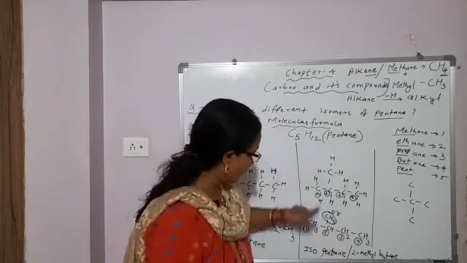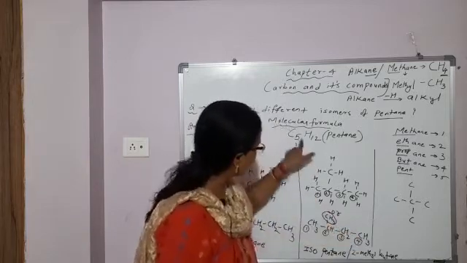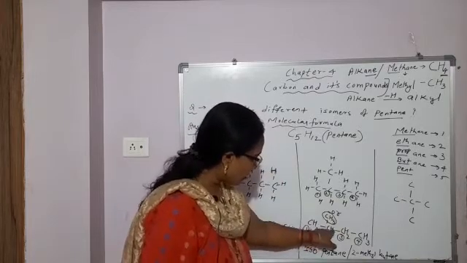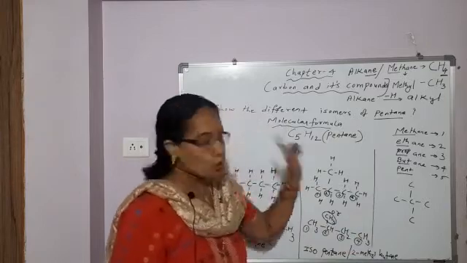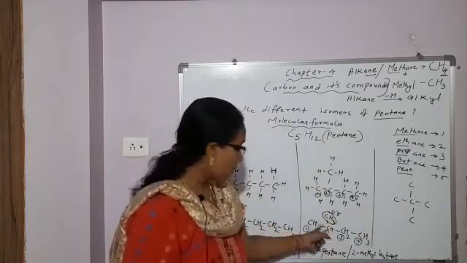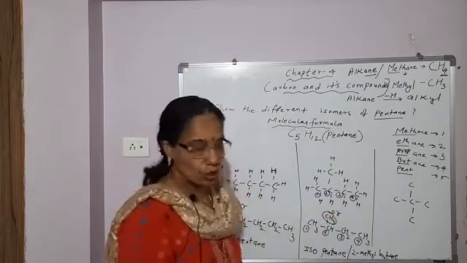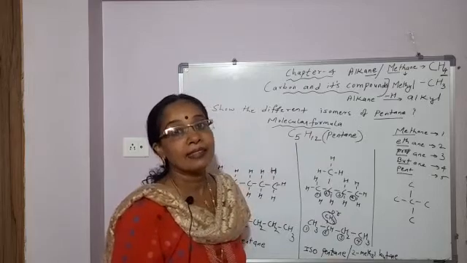You can count. How many carbon atoms? 1, 2, 3, 4, 5. C5. How many hydrogens? 3, 4, 5, 6, 7, 8, 9, 10, 11, 12. H12. So the molecular formula is the same, but the structure is different. So the property is also different. So these are two isomers of pentane.